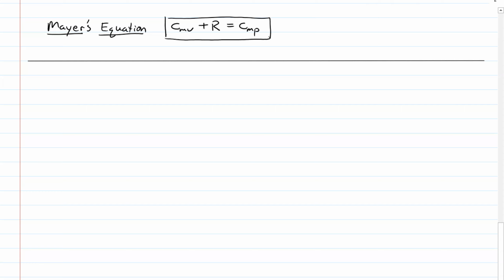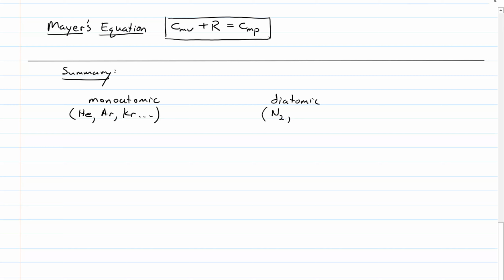Let me summarize with a handy table for ideal gases. We had two kinds: monoatomic and diatomic gases. So monoatomic was like helium, argon, krypton, the ones that just have one atom. And the diatomic are the ones like N2, two atoms of nitrogen in a gas molecule, O2, H2, and so on.